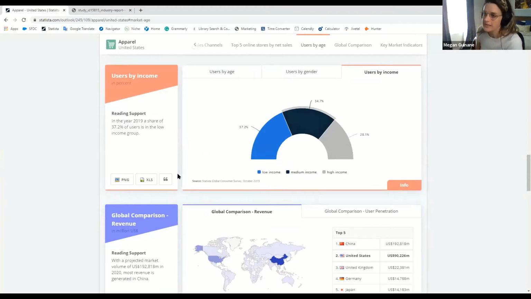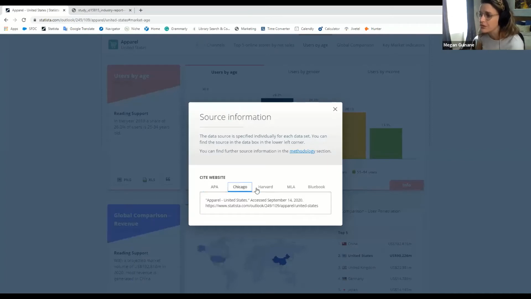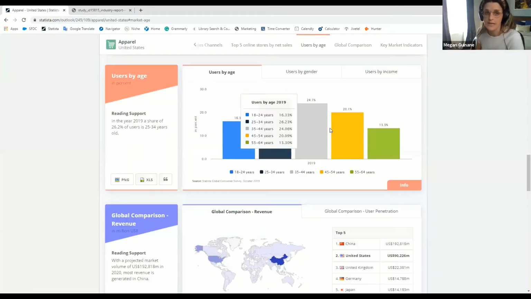I also want to point out that these images are exportable as a high-res image, and some of these are available as an Excel file. So this can be downloaded and you can make your own graph from that Excel file. We also have these great citation tools. So if your work does require any works cited pages, we have those citation tools so you can copy and paste and insert right into your report.